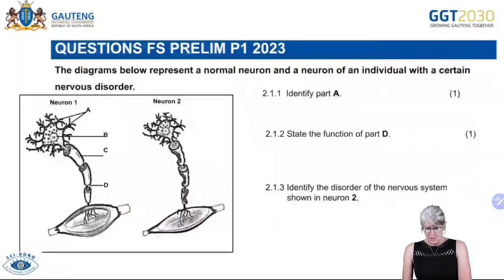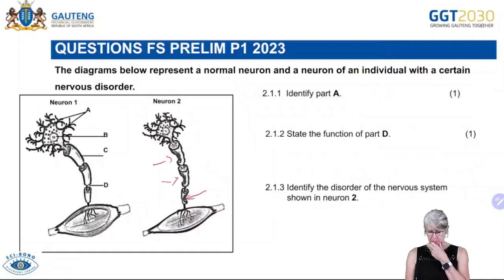Okay. Right. And here's another question, a very good, very nice question. And here they've shown us an example of a neuron. So they've given us a diagram of a neuron. They say neuron 1. And then if we have a look at neuron 2, we can see that the myelin sheath, which is a fatty layer that is wrapped around the axon, seems to be broken down. You can see it's damaged. Okay, so there's something wrong.